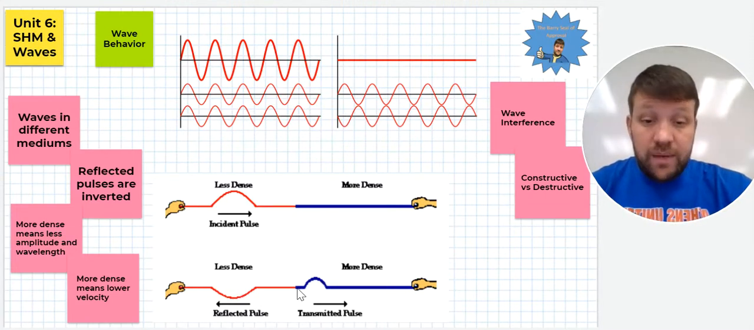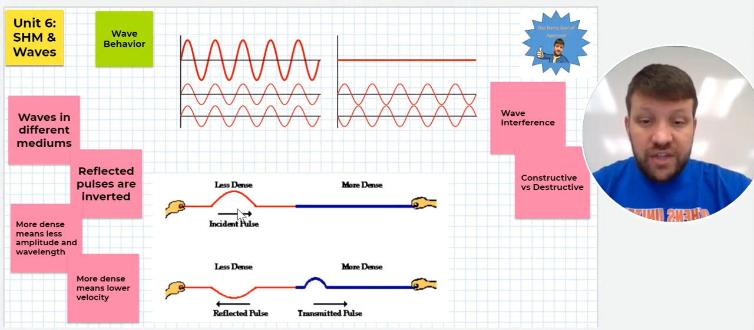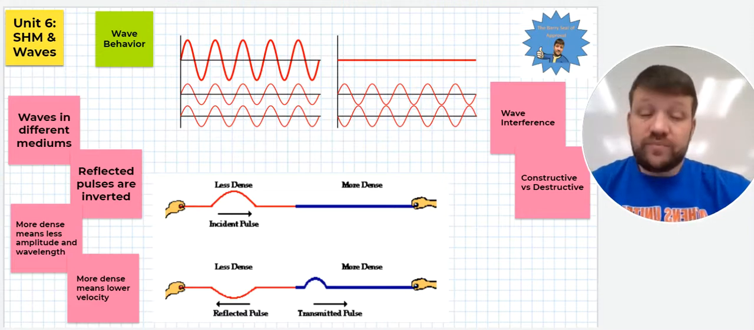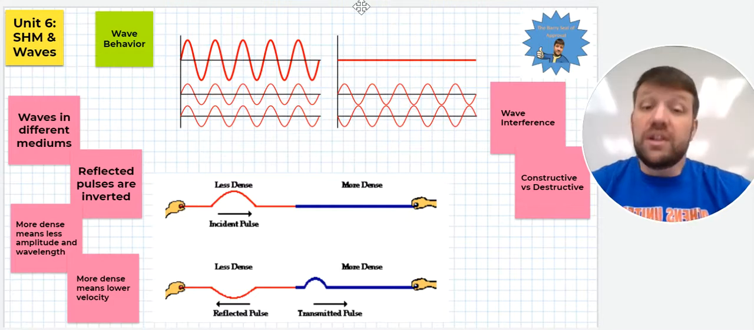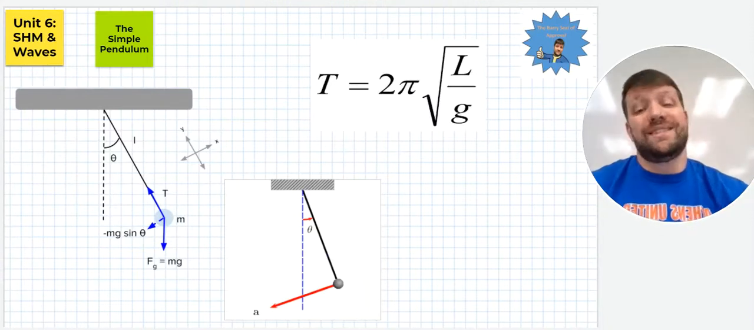Now, some of that energy is going to be transferred to the more dense medium and move on. But notice, this is not as tall as this one was. It's not as wide as that one was. So more dense means less amplitude and less wavelength. It's also going to mean a lower velocity. So as a wave transfers from a less dense to a more dense material, the amplitude, the wavelength, and the velocity will all decrease.